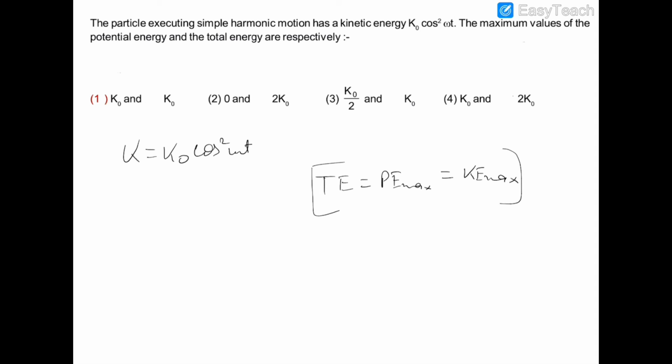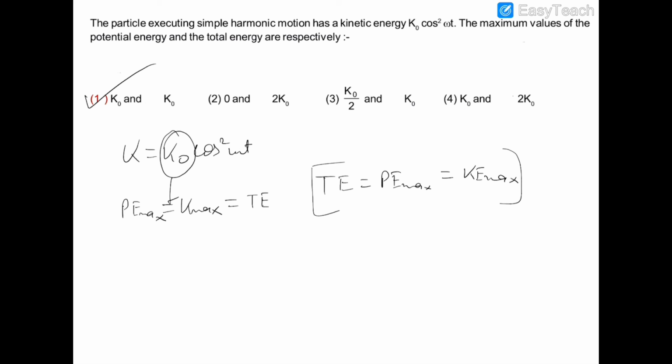So we can say that the maximum kinetic energy in this case is K naught, and therefore this is the total energy and this is the maximum potential energy. So the value of maximum potential energy and the total energy of the motion is option number 1, which is K naught and K naught.